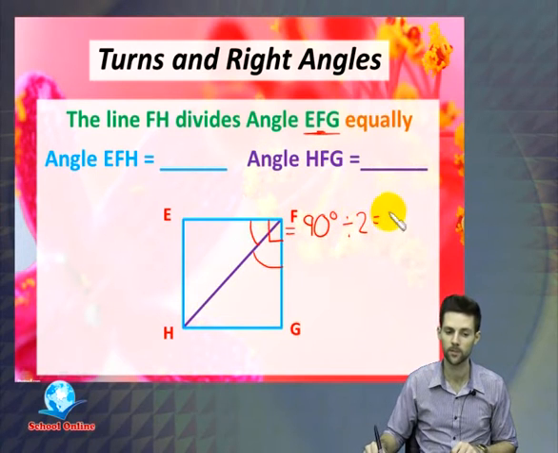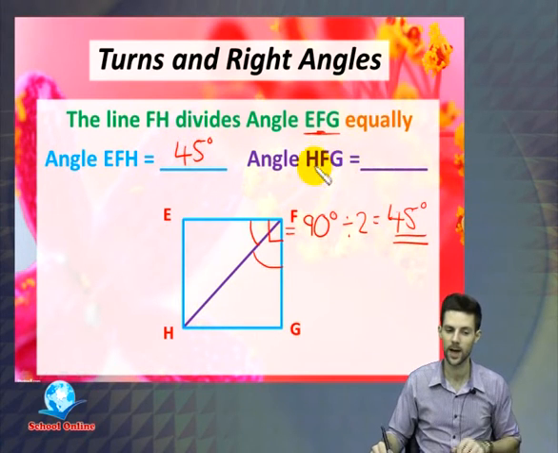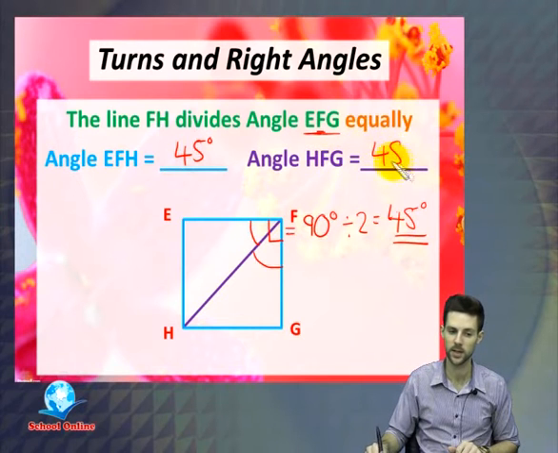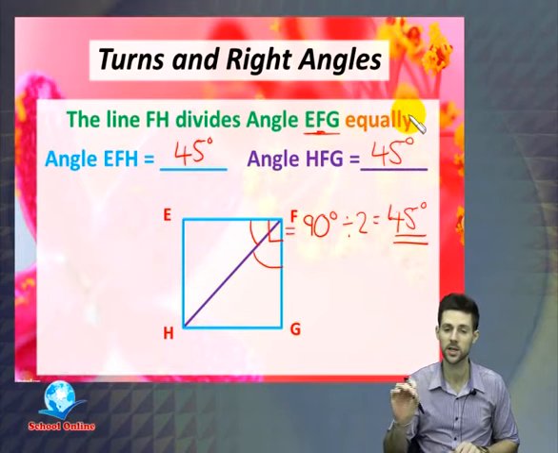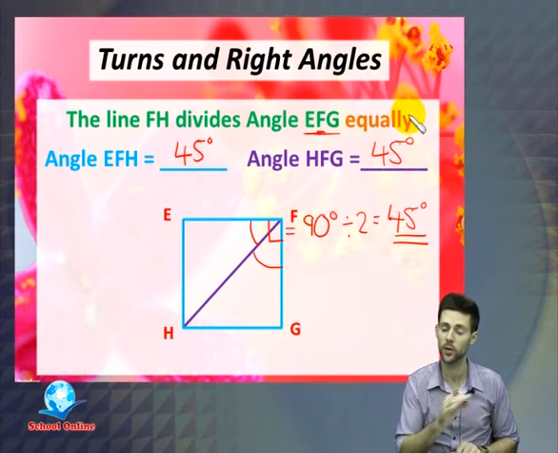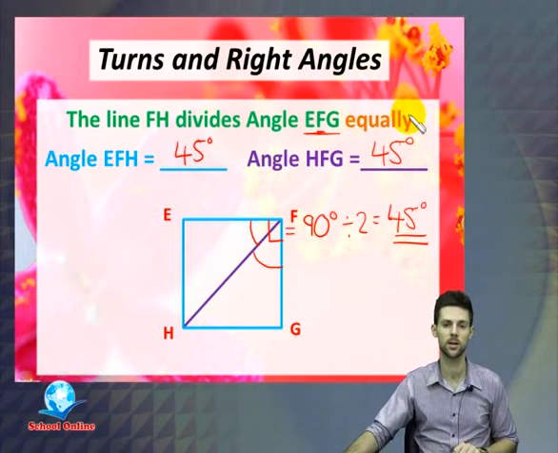90 divided by 2 equals 45 degrees. So we can say that angle EFH equals 45 degrees. Angle HFG equals 45 degrees. So we know that the angle EFG is a right angle, and half a right angle is 45 degrees because our right angle is 90 degrees.